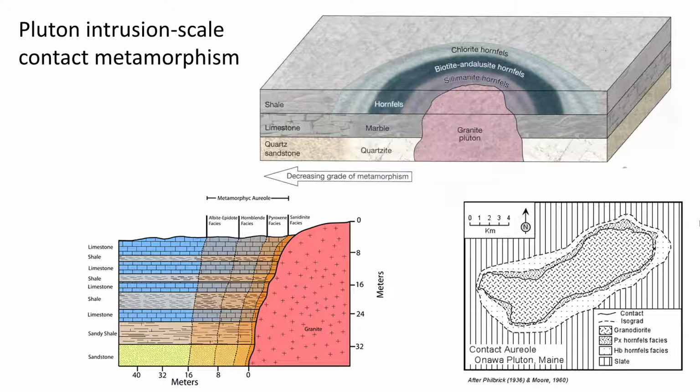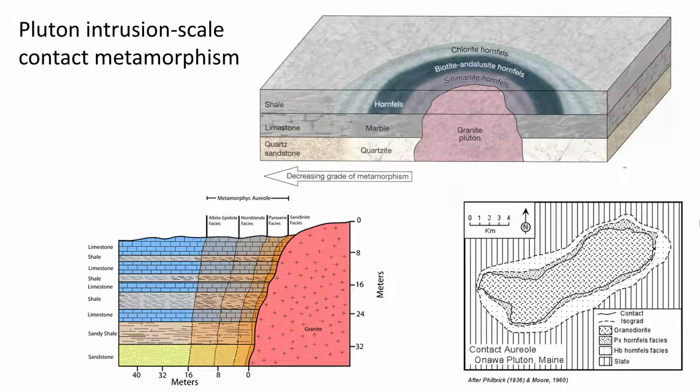And that would be in the unit of a shale. We'll talk a bit more about chlorite, biotite, andalusite, and sillimanite a bit later, as they are metamorphic minerals that have specific pressure temperature zones of formation.